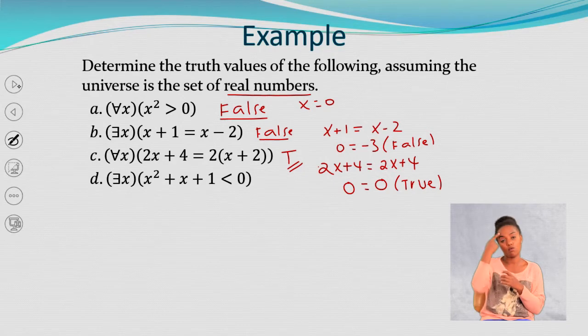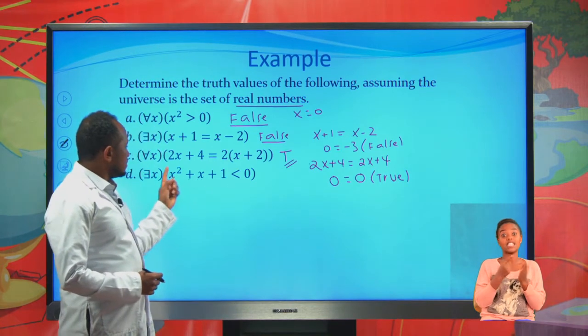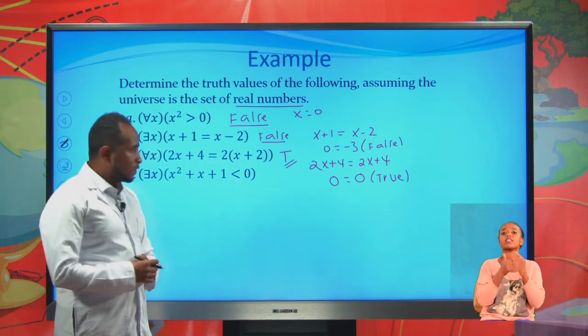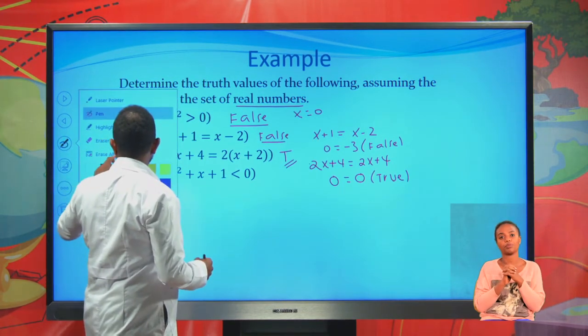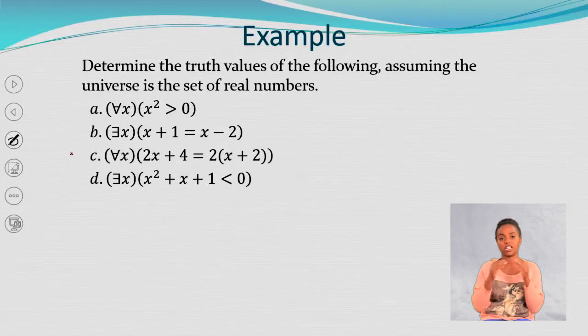For some x, x squared plus x plus 1 is less than 0. For some real number x, there is a number that satisfies this inequality. So let's solve this inequality. Let's use the graph. Since it is quadratic, let's see its graph. As you can see, its leading coefficient is positive. It opens up. And let's check whether it crosses the x-axis or not.